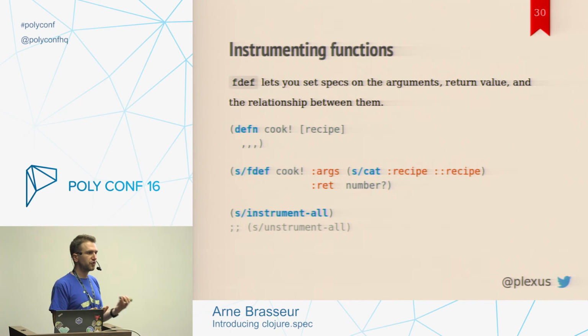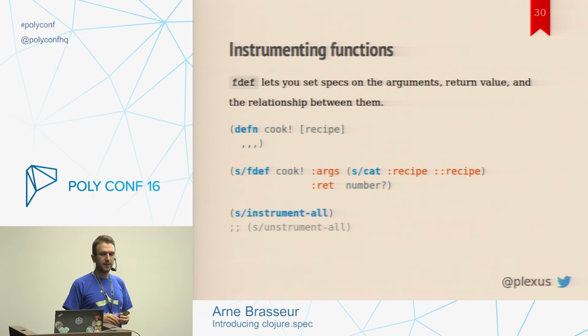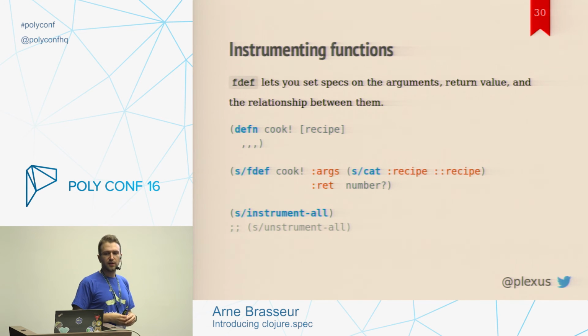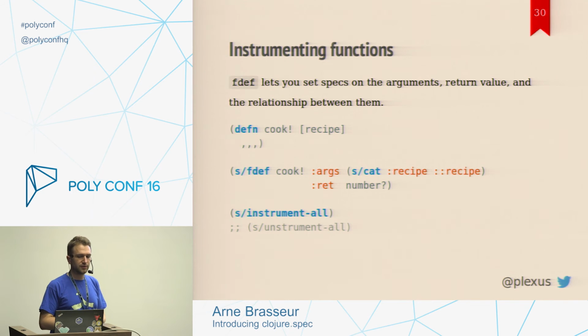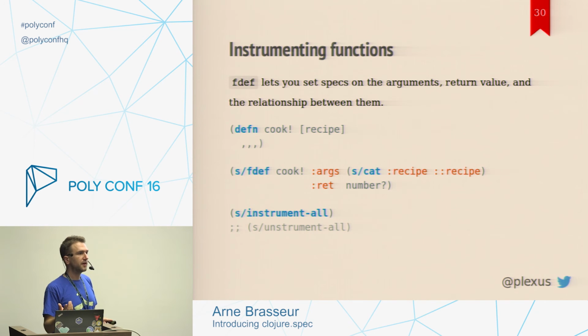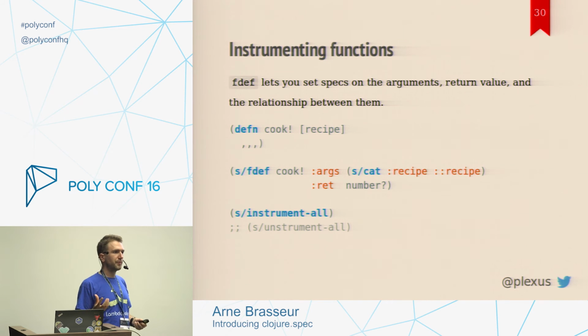So say our system has a cook function, and it takes a recipe. Then we can use fdef to say that, well, the argument list needs to contain one recipe. And the return value, just making something up here, needs to be a number. Now, when I turn on instrumentation, which is typically something you would do during development, then if I call cook with an invalid recipe, it will straight up blow up and give me that explanation string saying there's something wrong in your recipe.